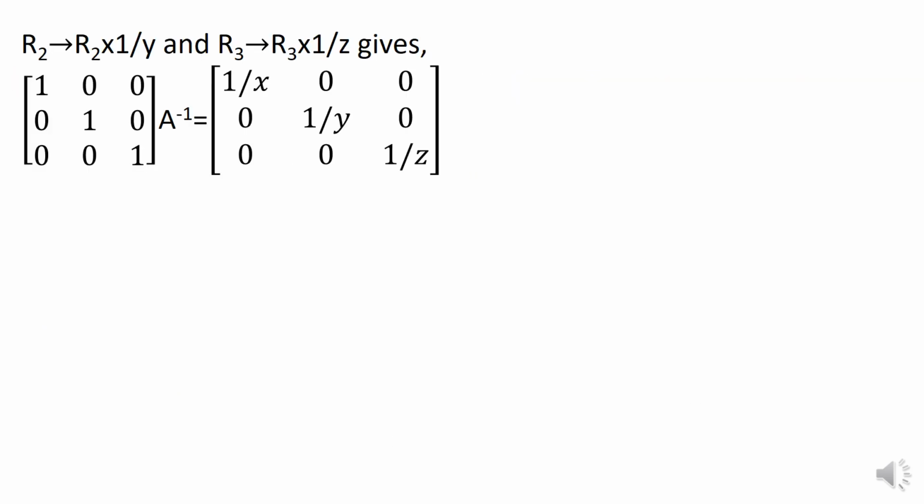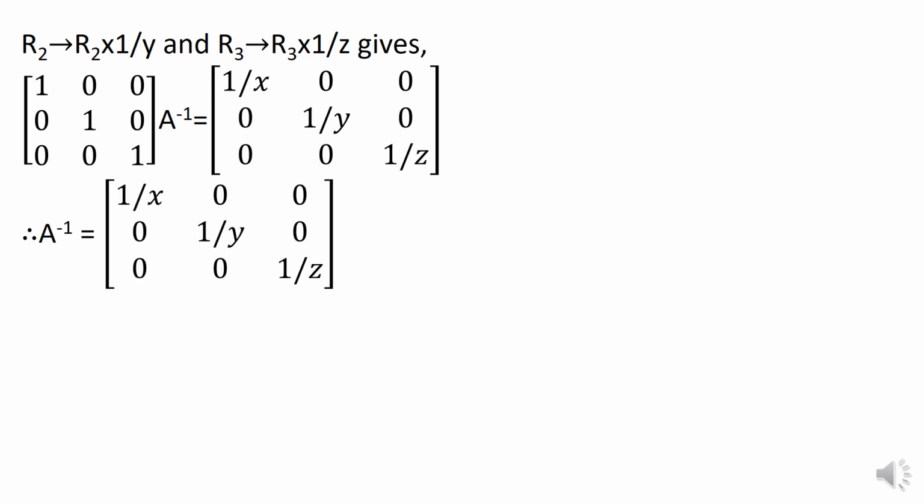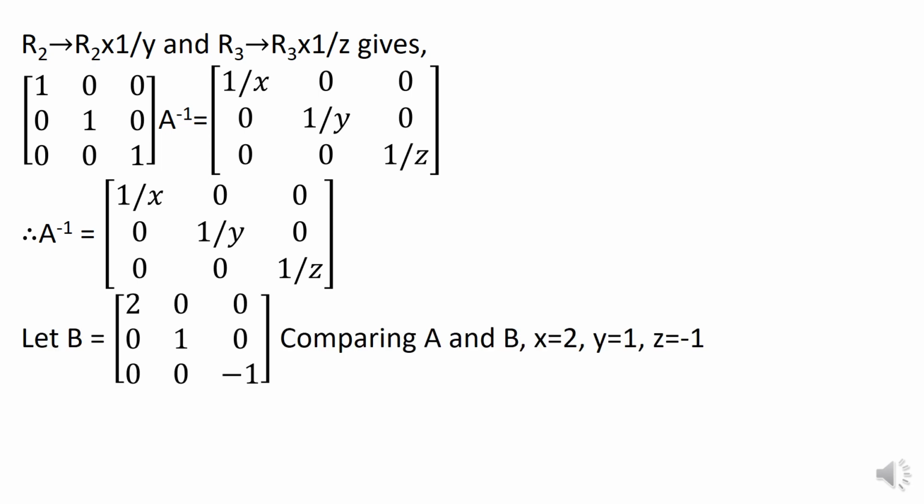The next two steps can be done as a single step actually. That is, R2 can be converted by R2 into 1 upon y, so that y becomes 1 on the LHS. Similarly, R3 into 1 upon z converts z on the LHS into 1. Thus, we get A inverse as a diagonal matrix containing 1 upon x, 1 upon y and 1 upon z as diagonal elements.